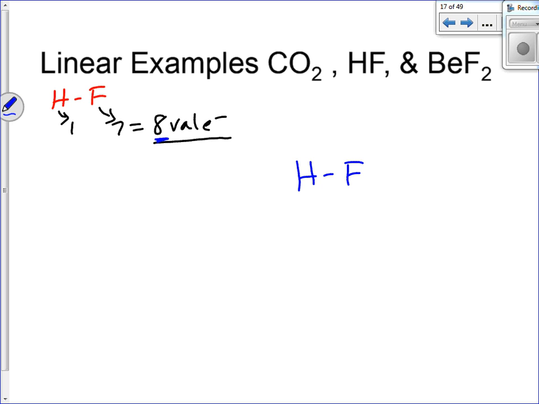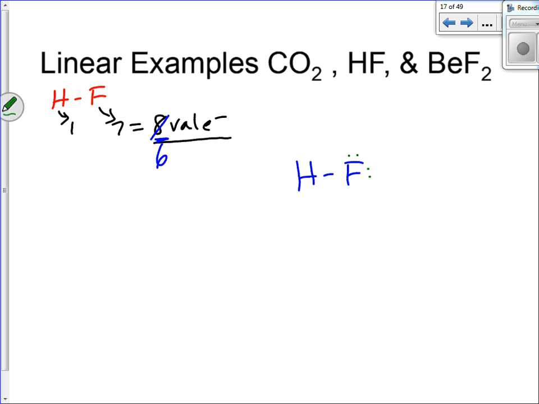So if I attach them by a single bond, how many valence electrons does that mean? 2 are now used. So now I have 6 left. Now I need to look at satisfying the octet of the atoms. Usually you do the ligands, but here there's no real central atom because it's just HF. So who needs more electrons?